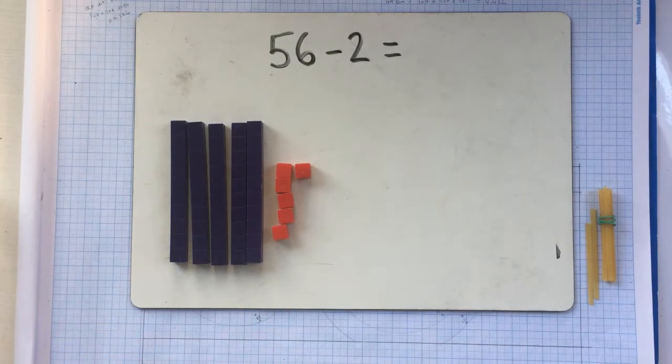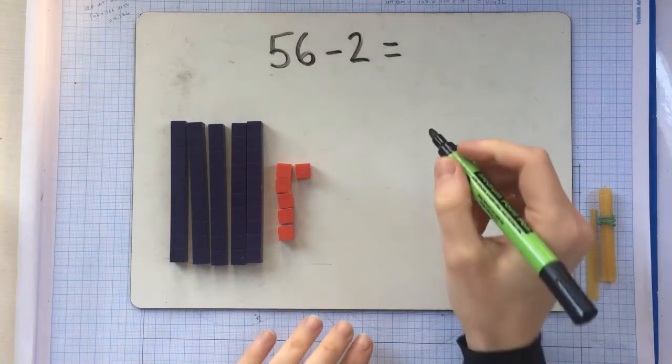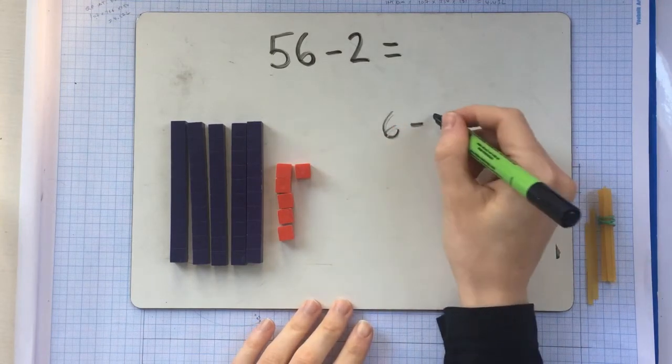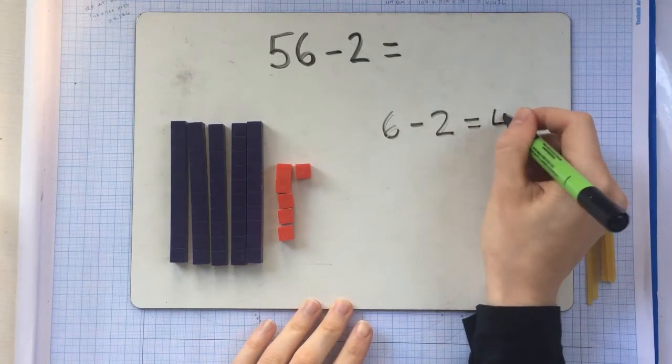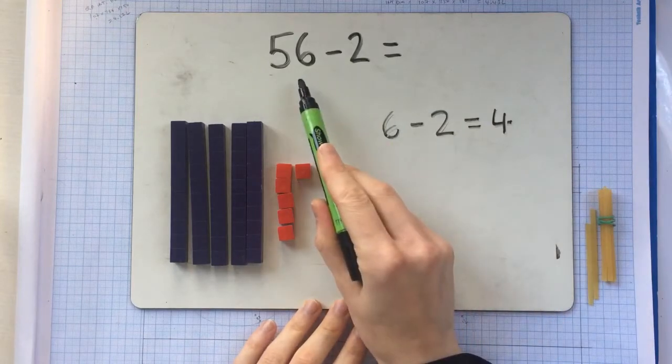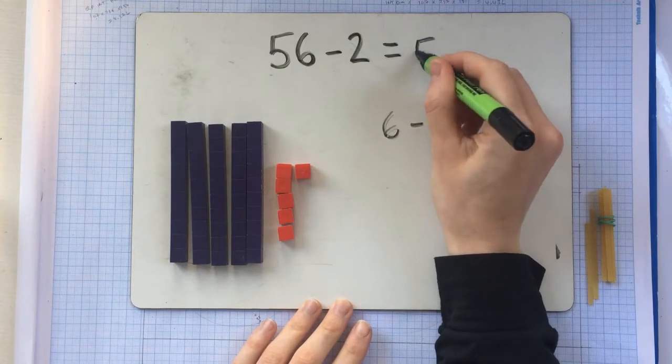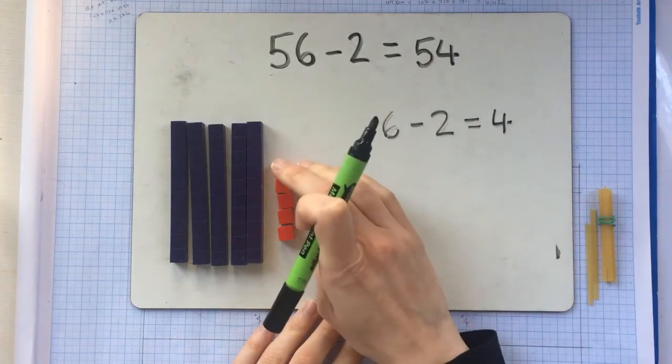So the way that we teach children how to solve this is to use their understanding of number bonds to help them. So we get them to say the following sentence to explain what number facts they can use to help them solve the equation. So I know that 6 minus 2 is equal to 4. So 56 minus 2 is equal to 54.